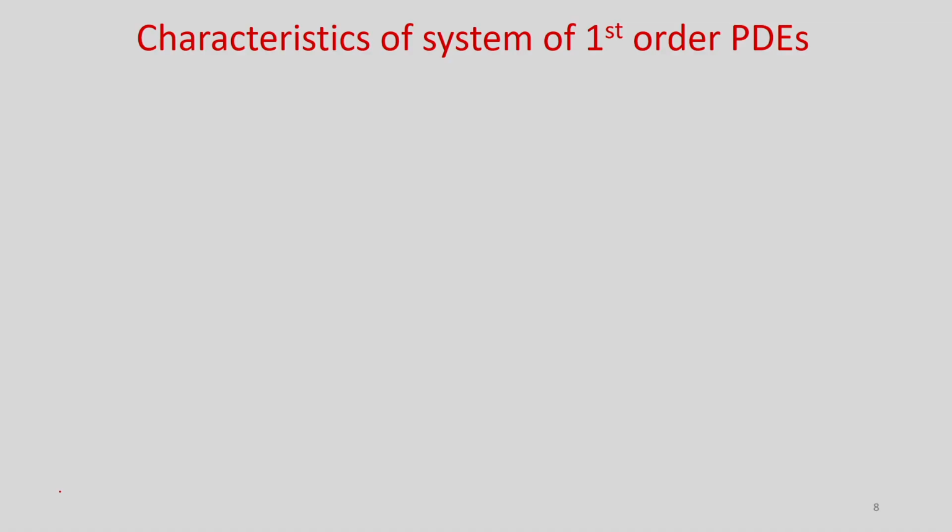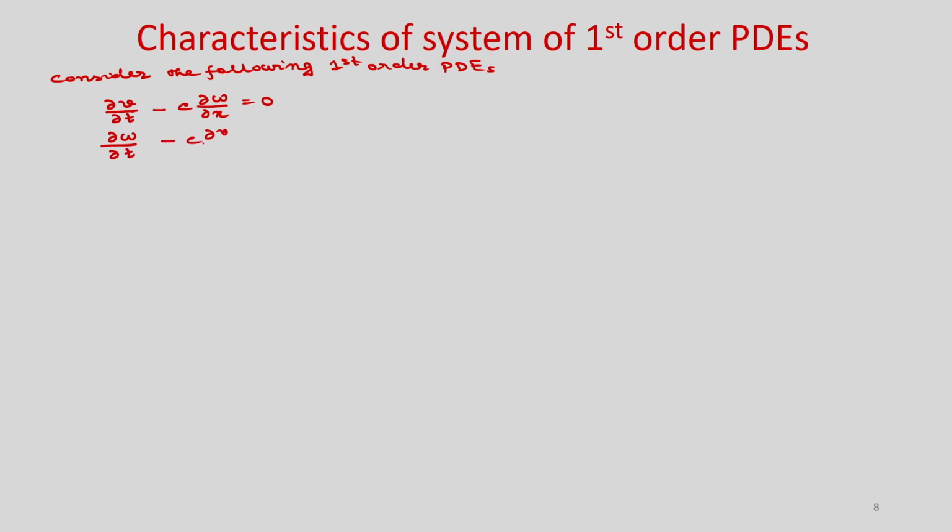Now, let us consider these 2 sets of PDEs. Consider the following first order PDEs. Okay. So, this will be written as del V by del t minus C del omega by del x, where C is the wave speed, and del omega by del t minus C del V by del x is equal to 0.